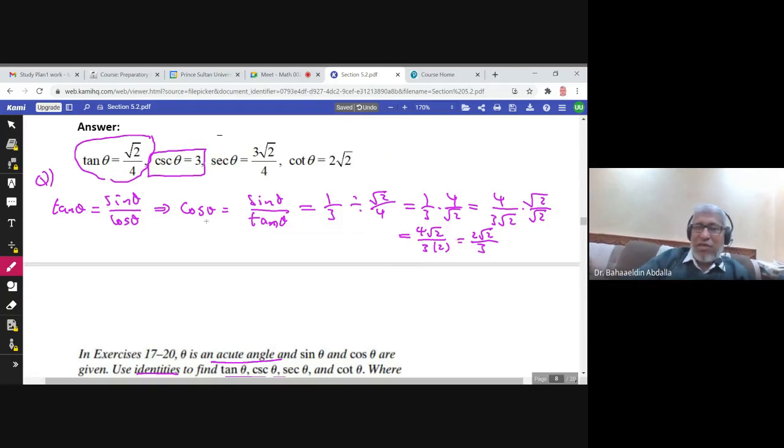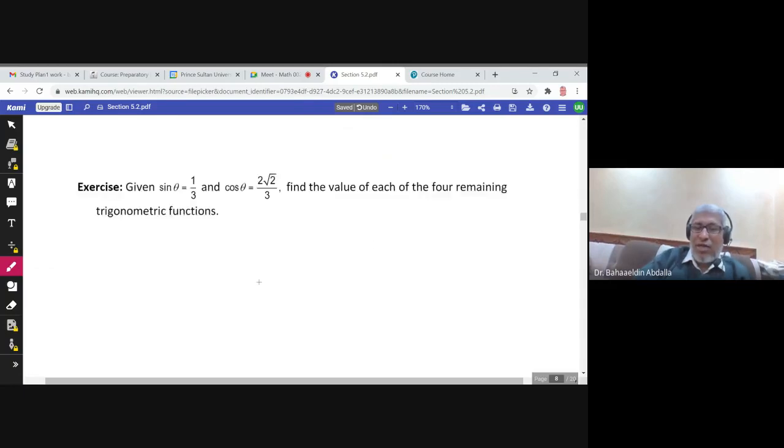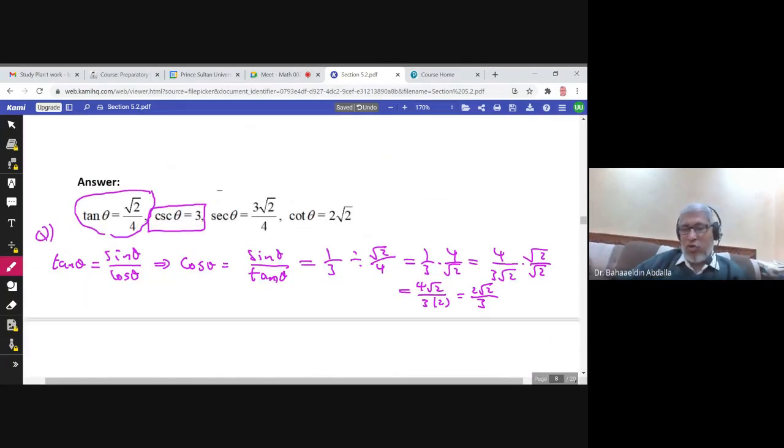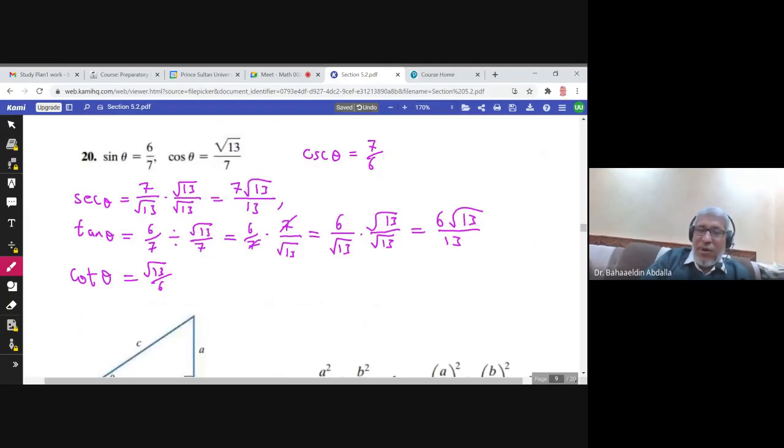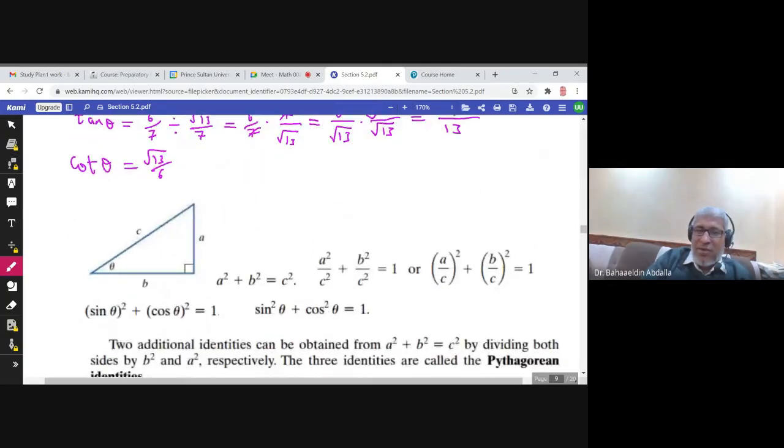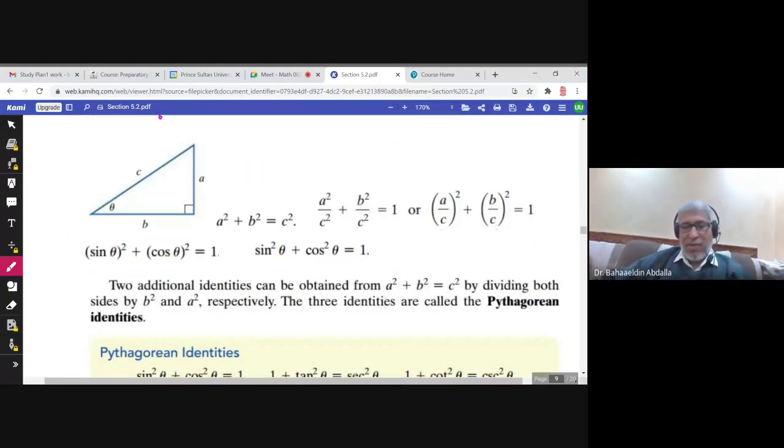So if you go to the question and check, you will find that cosine theta is 2 square root of 2 over 3. And you can find the reciprocal. You can find secant theta, the reciprocal. So any two functions could be given, and you can find the other four using the reciprocal identities and the quotient identities. Let us talk about a new type of identities.